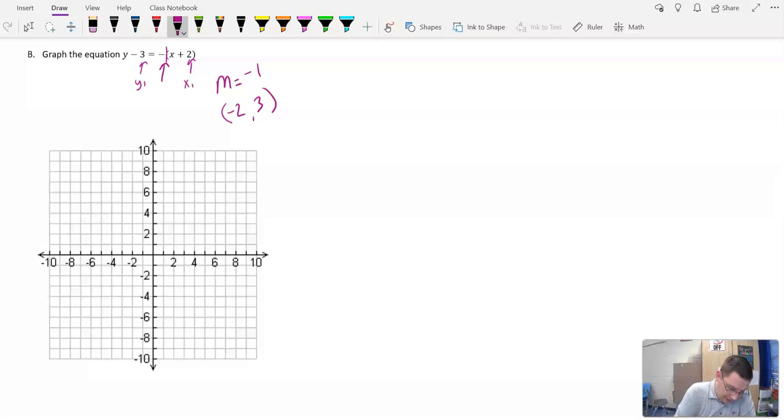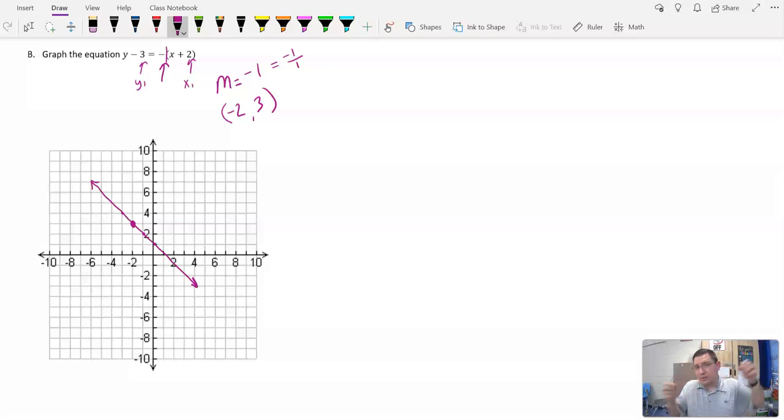Well, I've got the point negative 2, 3, so that's going to take me here and then positive 3, so that's this point here. A slope of negative 1 is the same as negative 1 over positive 1, so it's going to be down 1, right 1, down 1, right 1. Or I can reverse those and go up 1, left 1. And so with those points, we end up going through like so. Okay, so that's our line there.